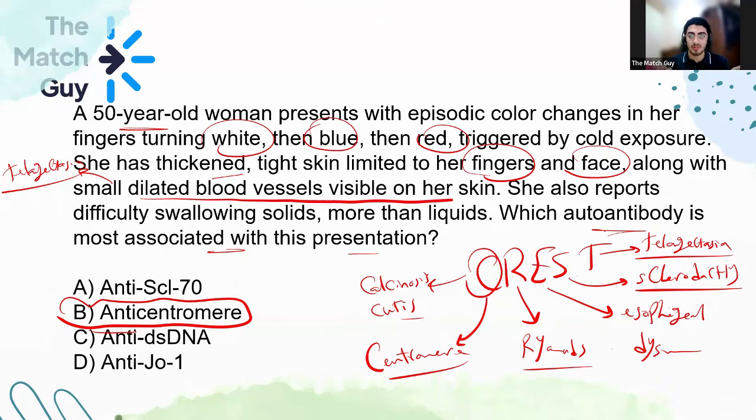So this is the presentation of limited scleroderma, or its other name, CREST syndrome, and the autoantibody associated with it is anti-centromere antibody. Okay, but anti-scleroderma 70, don't forget, this is for the diffuse scleroderma. Very important.